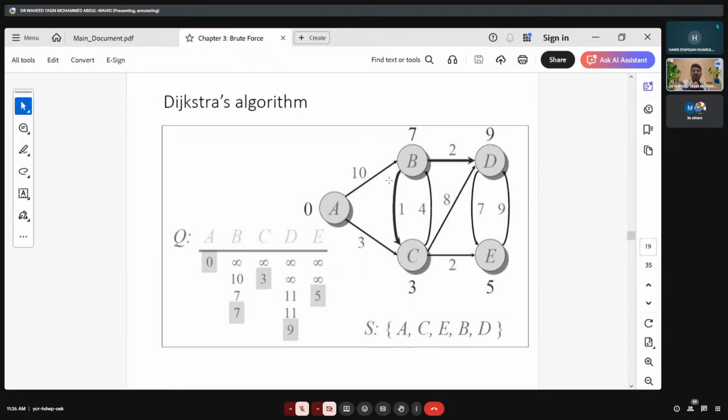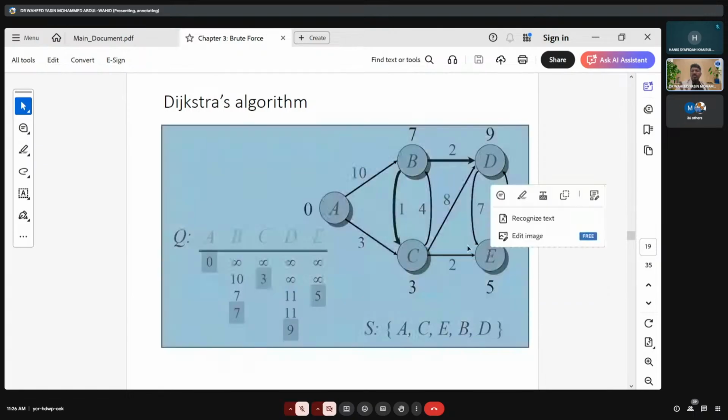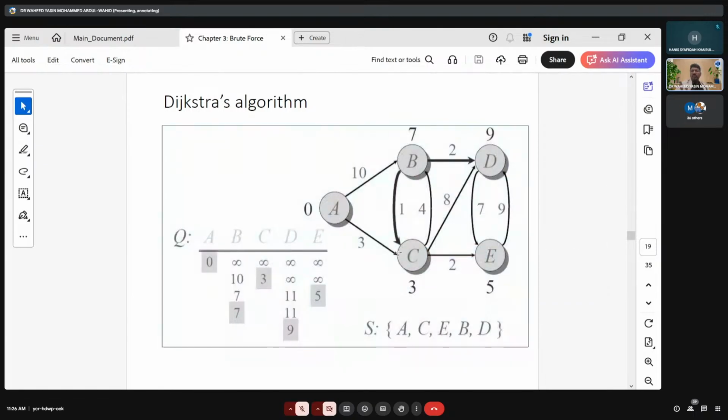How to find the shortest path with the lowest cost. So if I want to go to E, which is the best route? 10, 11, 2, 13, 12, 7, 19. This one, A, B, C, E, from A to E, is the best route. How to find this, we'll study in this course.